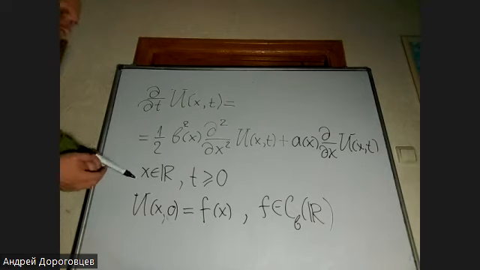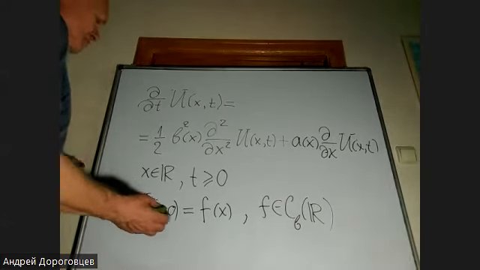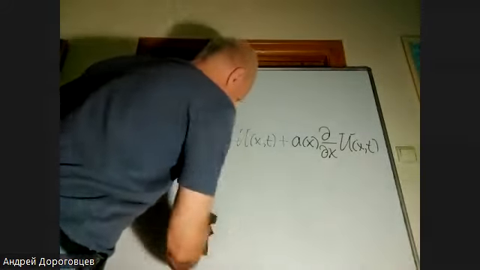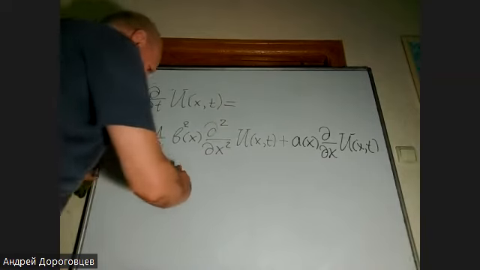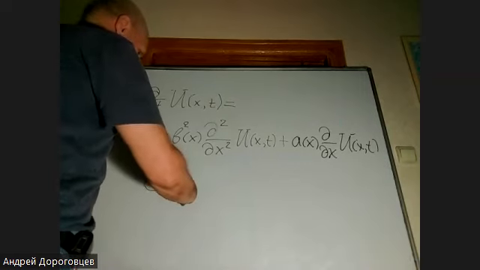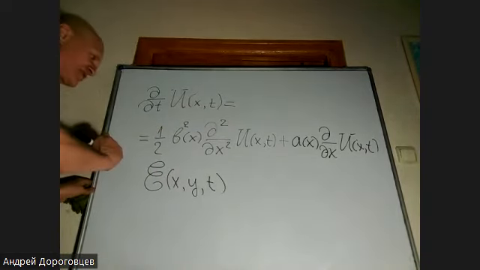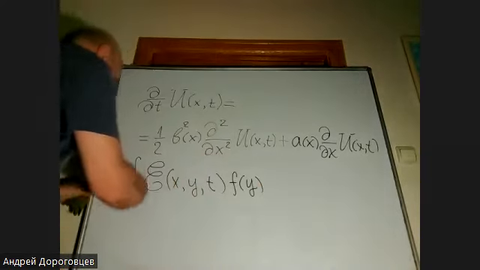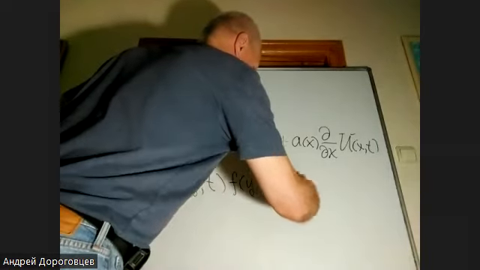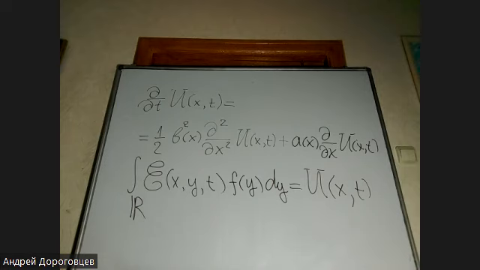And let me recall what we call the fundamental solution to this equation. Suppose that we are looking for the fundamental solution E(x,y,t). It will be the following function, that if I integrate it against f(y) dy, then I will get the solution u(x,t) for an arbitrary bounded continuous function f.